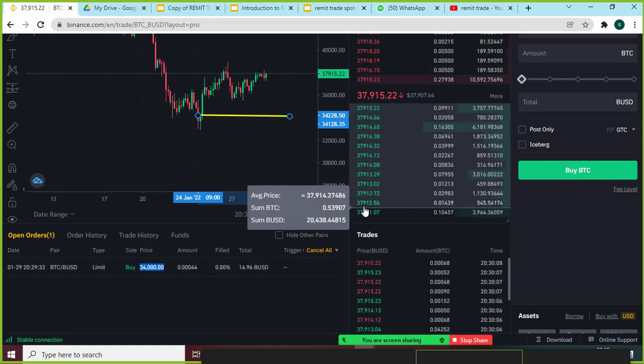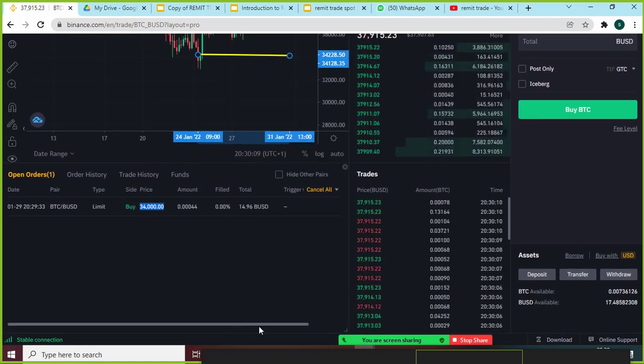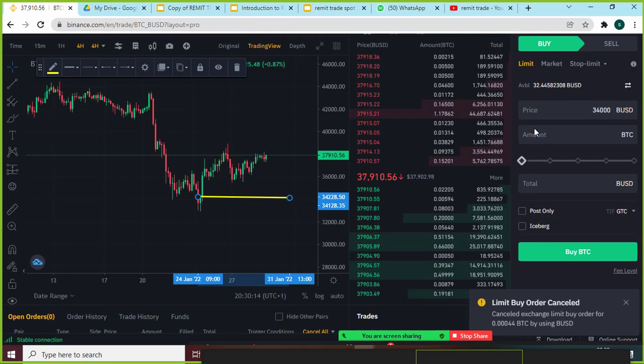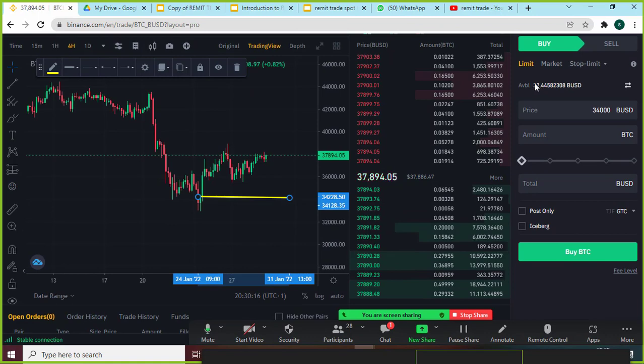That is a limit buy order. And then if I want to cancel it, I'll just click here and cancel. Once I cancel it, the money returns to my balance. The same thing for a limit sell.